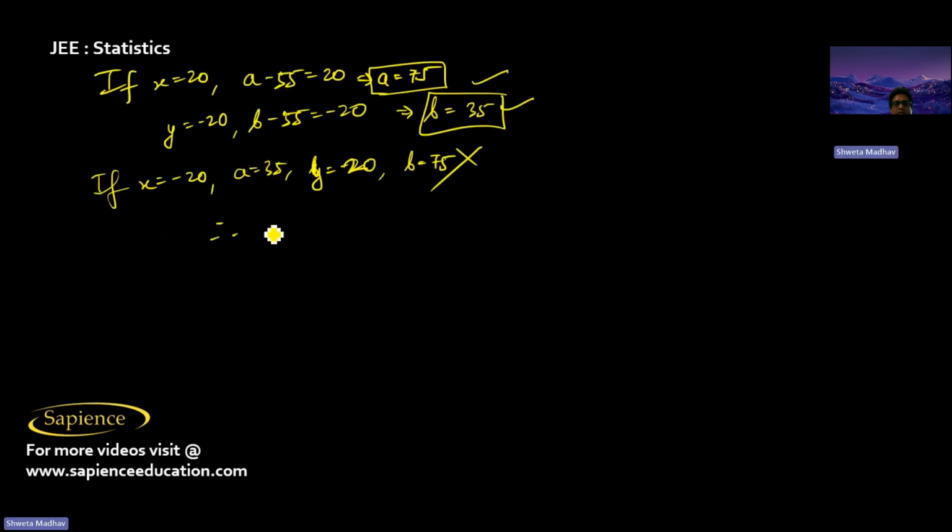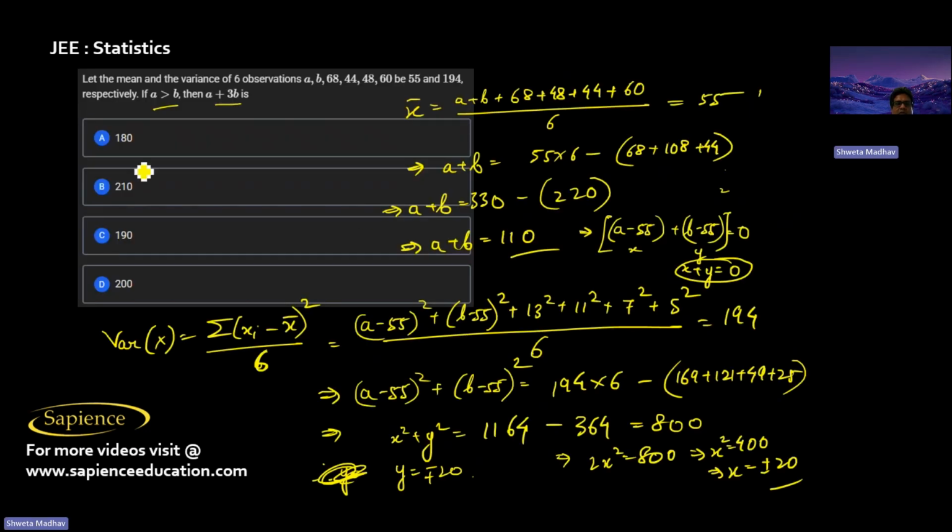Therefore, a plus 3b, that is 75 plus 3 into 35. So that is equal to 75 plus 105, so 75 plus 105 is 180. So option A is the correct answer.